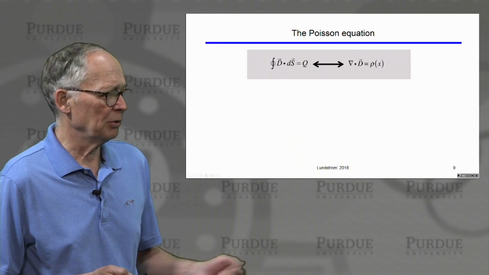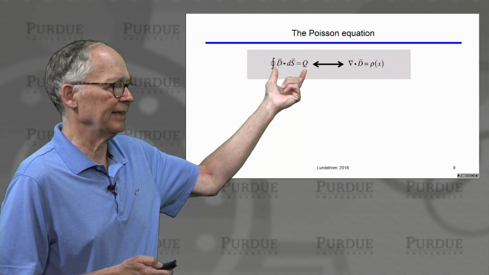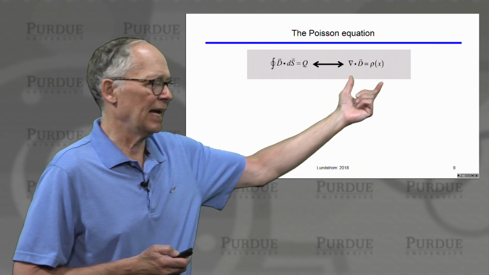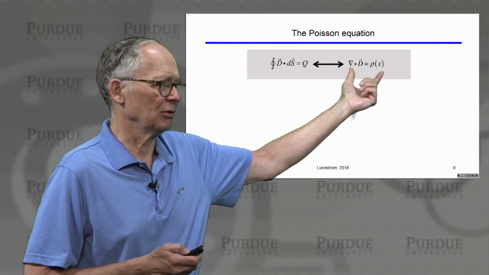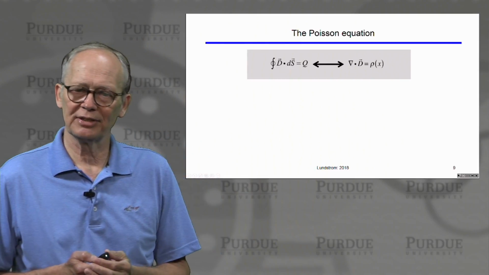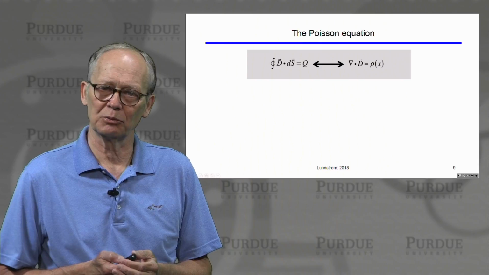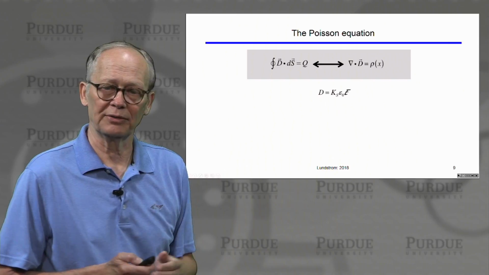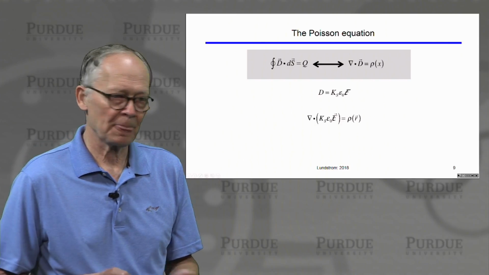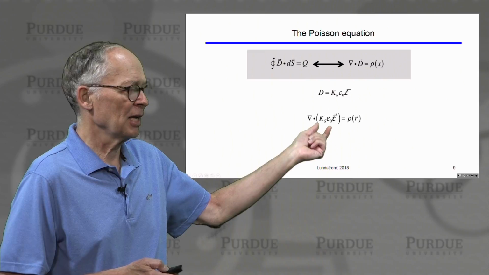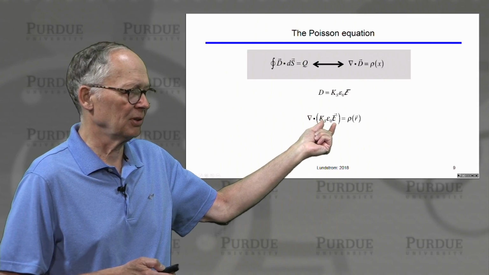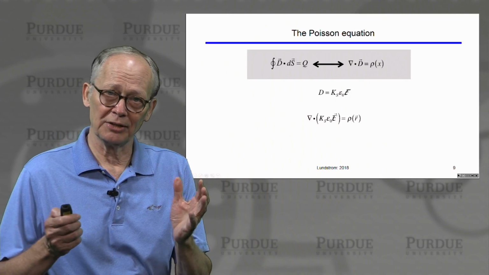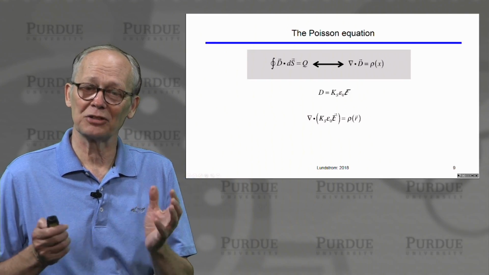In 3 dimensions, it would work like this. Integral of D dot dS is equal to charge enclosed. That's the initial way we stated Gauss's law. And an equivalent way, a differential form of that equation, is divergence D is equal to the charge density rho. That's our third equation. D is related to the electric field, so that will give us the electric field. So our third equation would be divergence of relative dielectric constant times epsilon naught times electric field is equal to the space charge density.